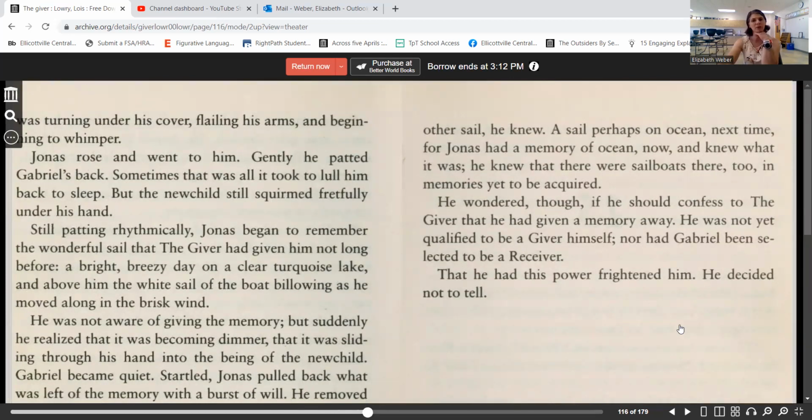He wondered, though, if he should confess to the Giver that he had given a memory away. He was not yet qualified to be a Giver himself, nor had Gabriel been selected to be a Receiver. That he had this power frightened him. He decided not to tell. And that is the end of chapter 14.